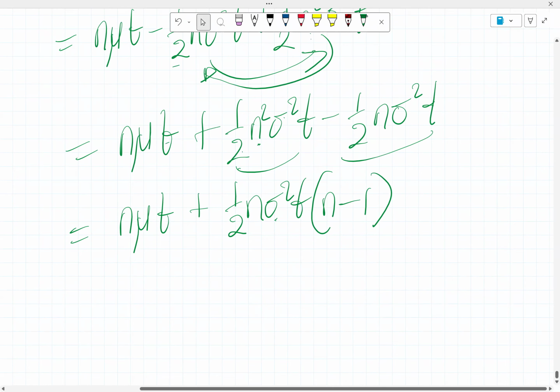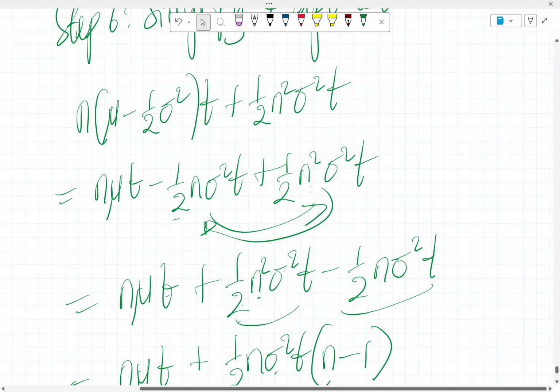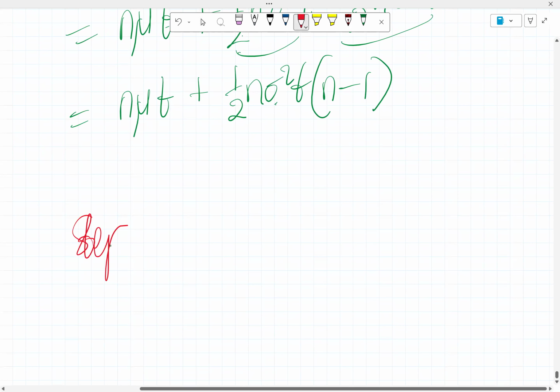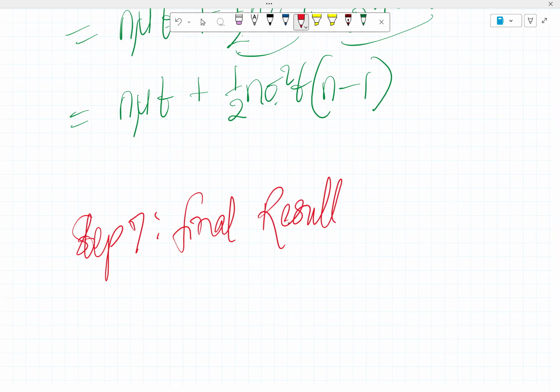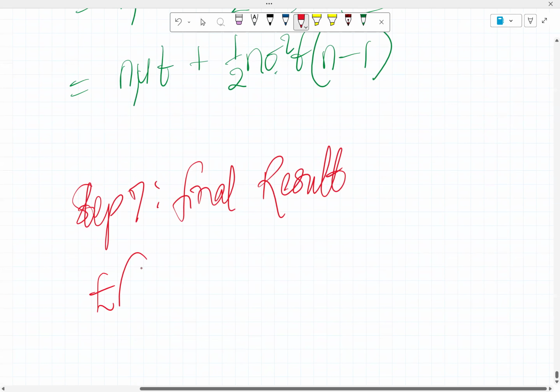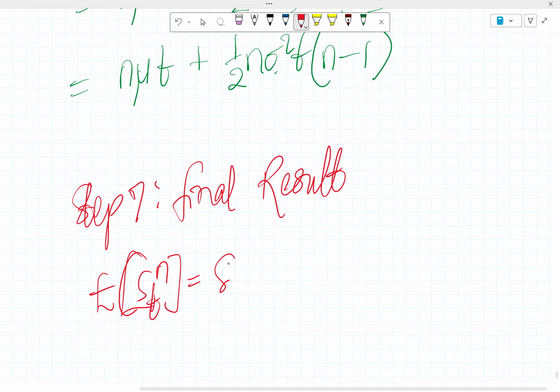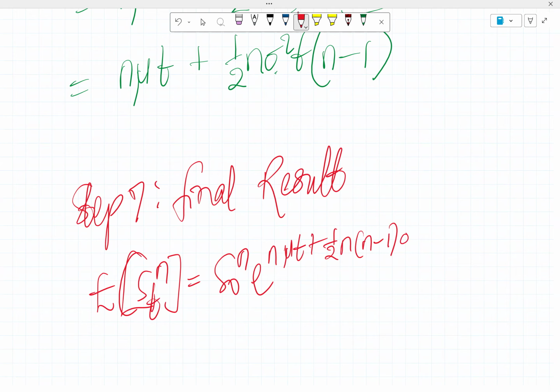And we try to finalize the whole thing now. And we go for step 7, which is the final result. So step 7, we have the final result. The expected value of S sub t to the power n equals S naught to the power n times e to the power n mu t plus half n into (n minus 1) sigma squared t. And that is what we expected to prove.